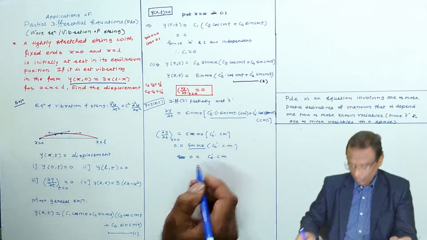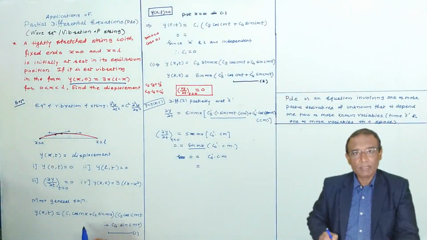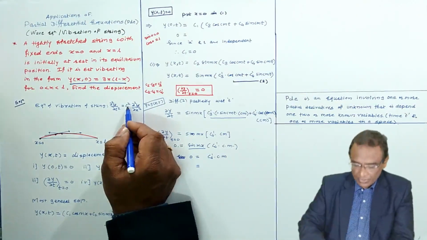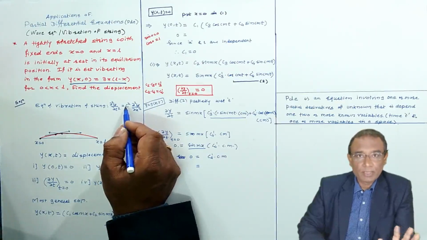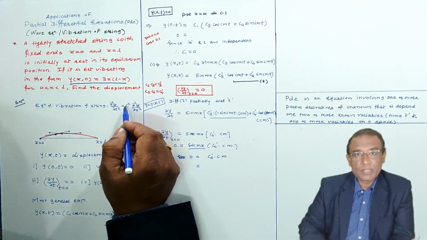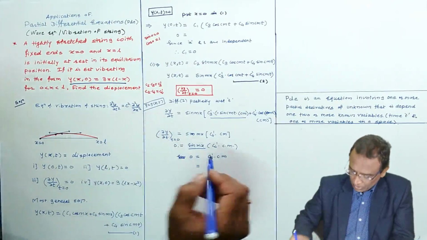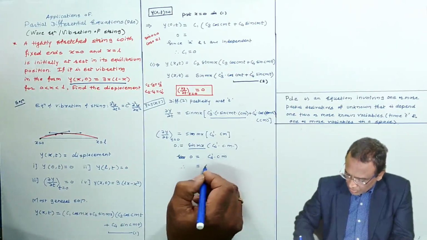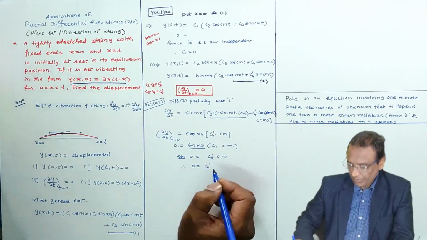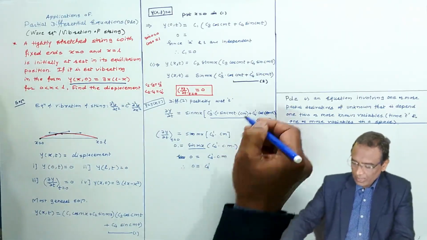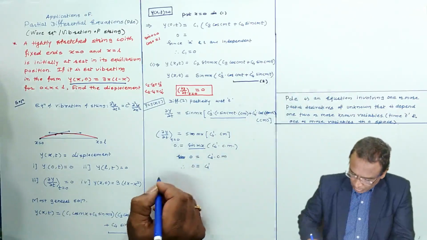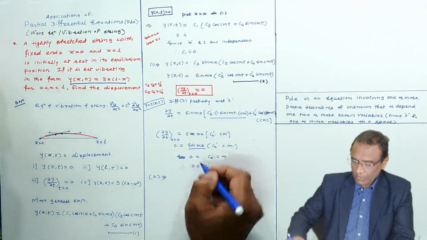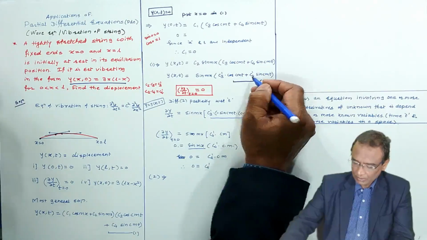And m is never to be 0, because if m is 0 then everything will collapse. If c is 0, then the differential equation will be of another kind. It will not be the differential equation of vibration of a string. C is not 0, m is not 0. Therefore, c4 dash equals 0. So putting the value of c4 dash in equation 2, that is c4 dash equal to 0.